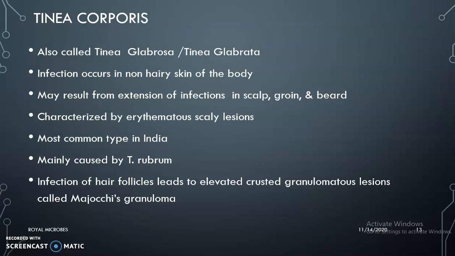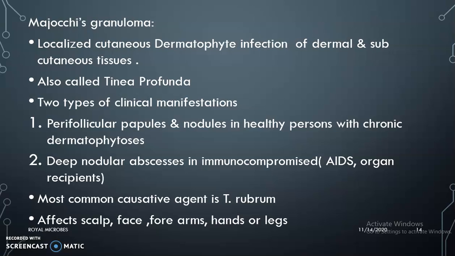Infection of hair follicles leads to elevated crusted granulomatous lesions called Majocchi's granuloma. In Majocchi's granuloma, there is localized cutaneous dermatophyte infection of dermal and subcutaneous tissues, also called tinea profunda. Two types of clinical manifestations can be seen: perifollicular papules and nodules in healthy persons with chronic dermatophytosis, and deep nodular abscesses in immunocompromised patients, mainly AIDS patients, organ recipients, etc. The most common causative agent of Majocchi's granuloma is Trichophyton rubrum. It affects the scalp, face, forearms, hands or legs.